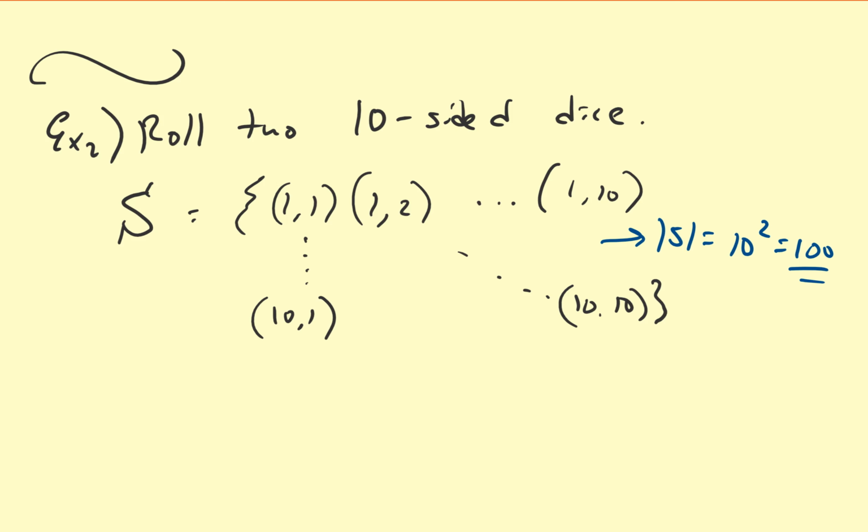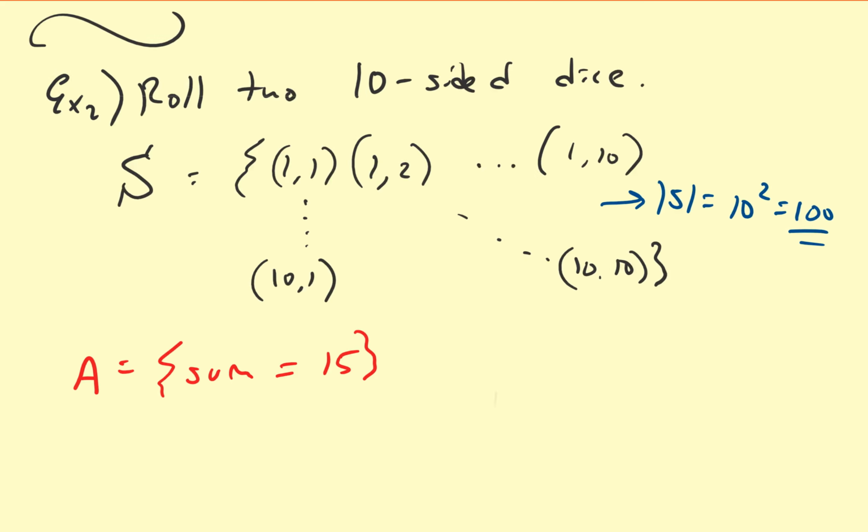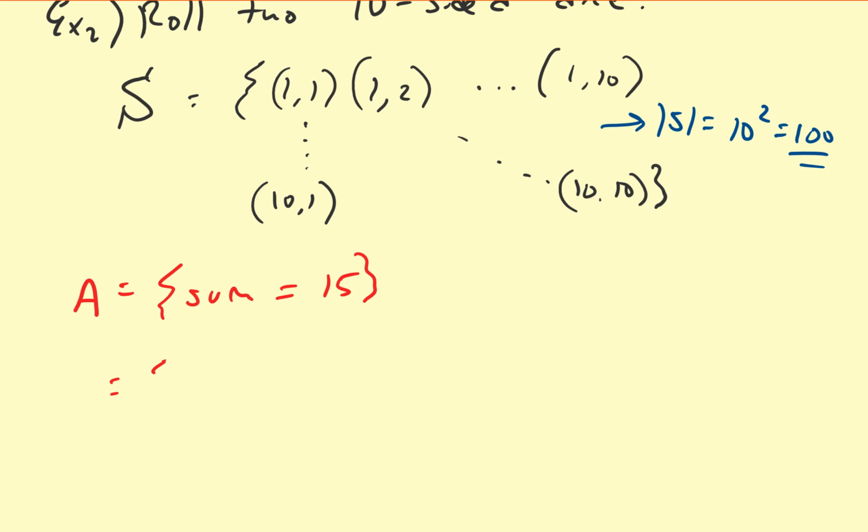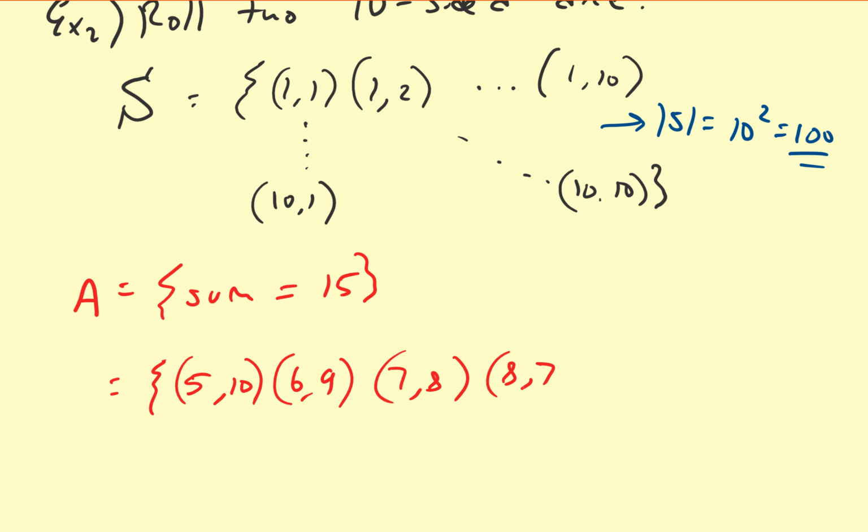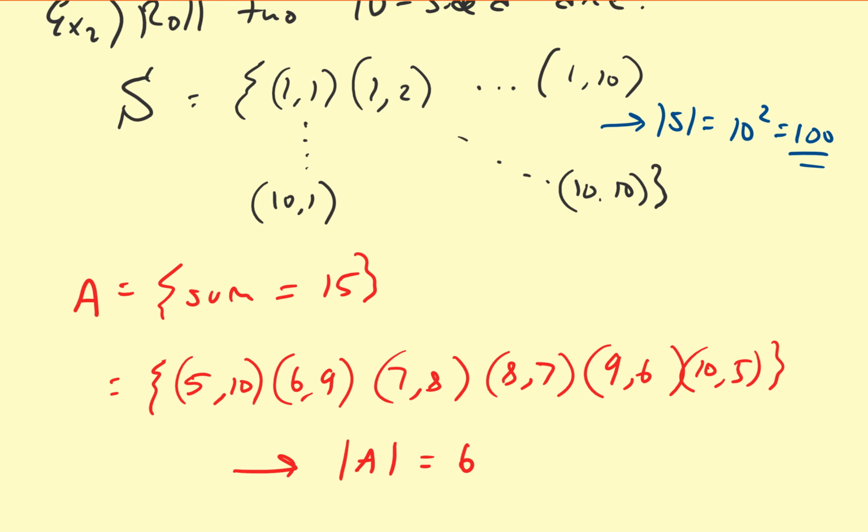And let's consider a couple events here. Let us consider the event A of rolling a sum that is equal to 15. So how can I get a sum of 15 here? I can get a sum of 15 by either getting a 5 and a 10, a 6 and a 9, a 7 and an 8, an 8 and a 7, a 9 and a 6, or a 10 and a 5. So the size of my event A is going to be equal to 6.